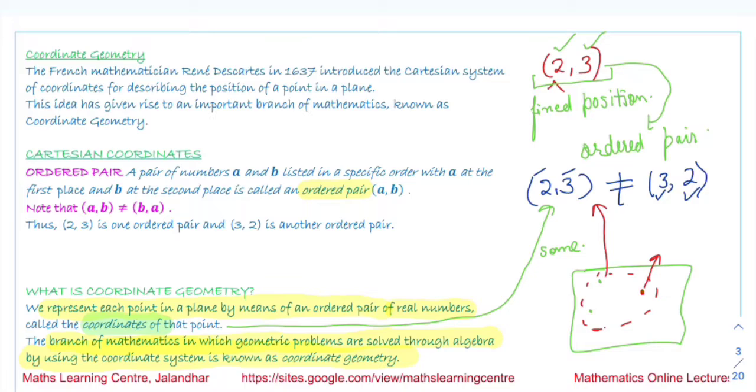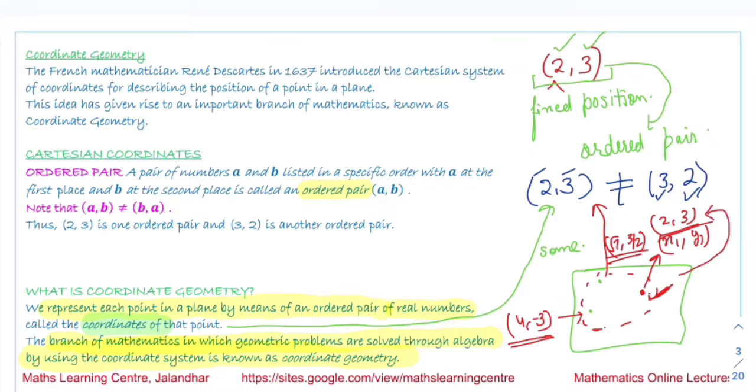Suppose for this point I am saying it is x1, y1, some numbers may be there, 2, 3. For the second point, suppose it is 4, minus 3. For the third point, suppose it is root 7, 3 by 2. So when we are studying these points, we are talking about the coordinates of these points. Then we convert the geometrical problem to an algebraic problem and study it algebraically. This kind of study is called coordinate geometry.